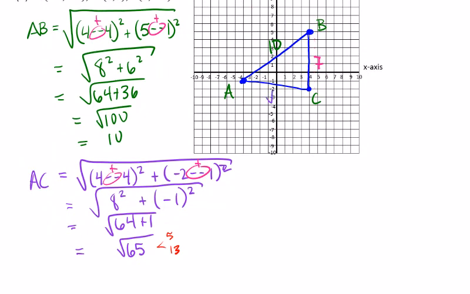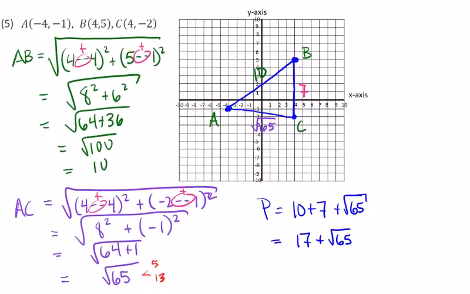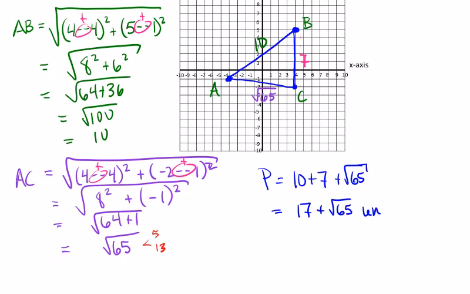So I'm going to add up all the sides, right? Perimeter of a triangle, A plus B plus C. So it's just going to be 10 plus 7 plus root 65. And so it's just going to be 17 plus root 65. And our units, it doesn't say. We'll just put UN for units. One dimensional because we're talking about perimeter. So that would be our answer exactly, right?